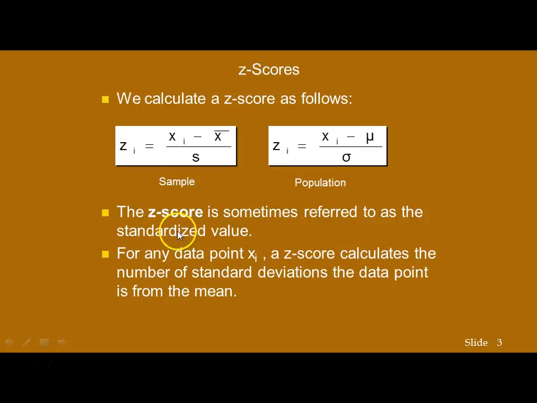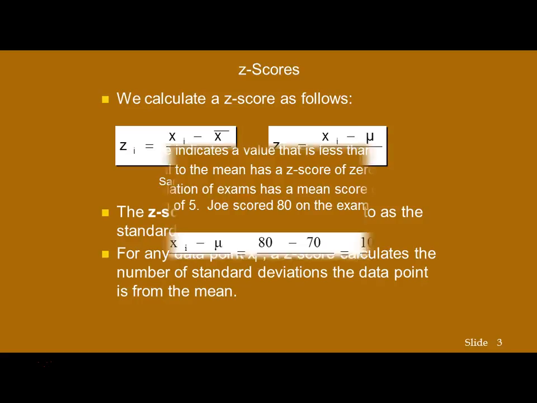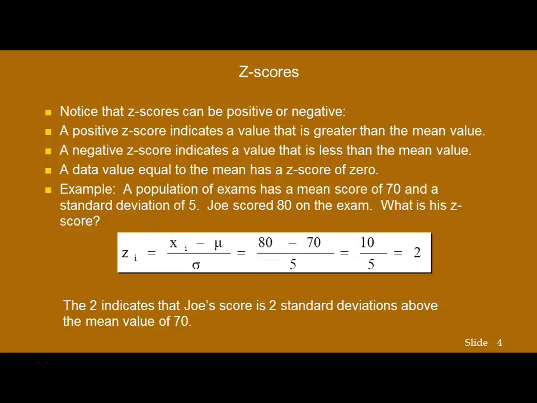Z-scores are sometimes called standardized values, and if you think about this formula, all that a z-score is doing is counting how many standard deviations from the mean a particular value is. And we'll see that a little bit more in just a moment. Note that z-scores can be either positive or negative. A positive z-score occurs when a value is greater than the mean, and a negative z-score occurs when the value is less than the mean. A data point exactly equal to its mean will have a z-score of 0.